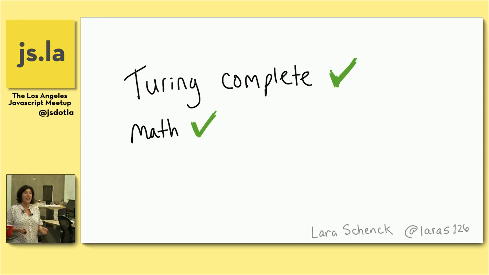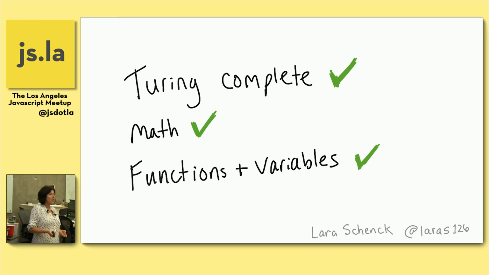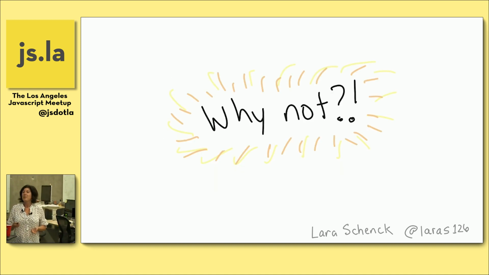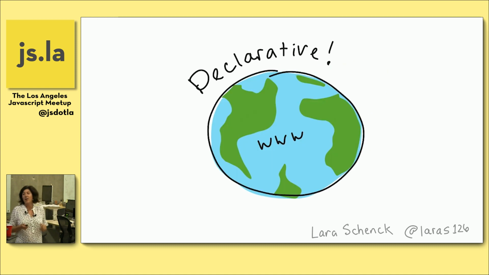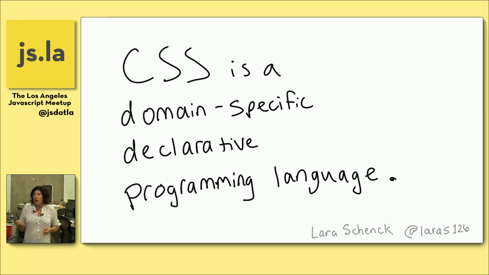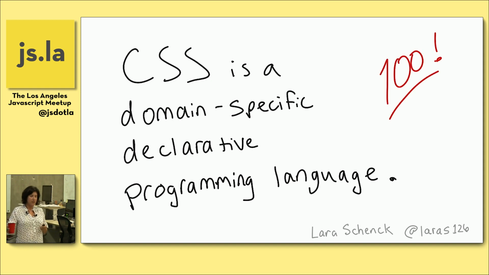CSS has math. There's a calc function. It has functions and variables. And so it's like, what's going on? Why isn't it a programming language? So I would ask, why not? There are a lot of differences, and it is a domain-specific language, and domain-specific languages in general are a really different topic. But why not? The web is declarative in a lot of ways, so we have a lot of power in telling a computer what to do instead of how to do it. A lot of APIs are written in a declarative fashion. So CSS is a domain-specific declarative programming language.